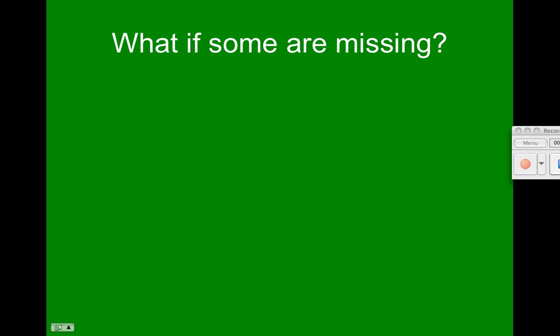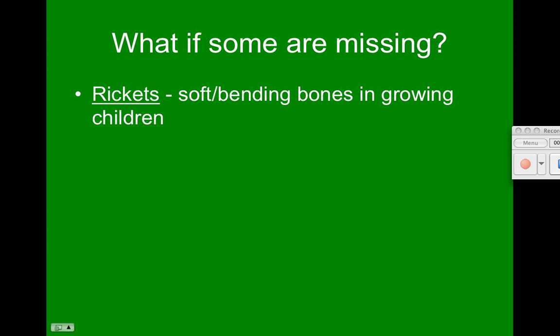One of the problems we can have is rickets, and rickets are either soft or bending bones that occur in growing children. This is due to a vitamin D3 deficiency. Rickets used to be kind of not a problem, but now, with video games and everybody staying inside, rickets is kind of becoming more of a problem. What happens is as the children start growing and they start walking, their bones actually aren't hard enough to support their weight. So like their femurs end up with this curve in it, and they end up bow-legged sometimes.